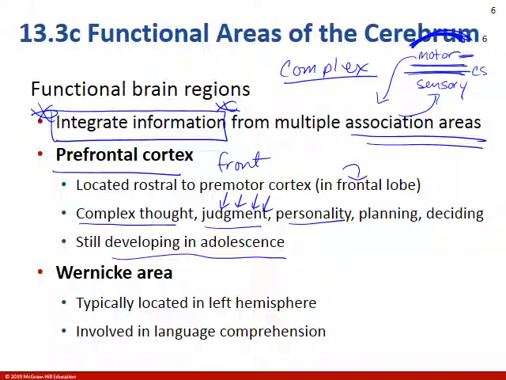Another integrated information area is called Wernicke's. This is involved in language comprehension. So as I'm speaking to you now, your Wernicke's area is trying to process the information.